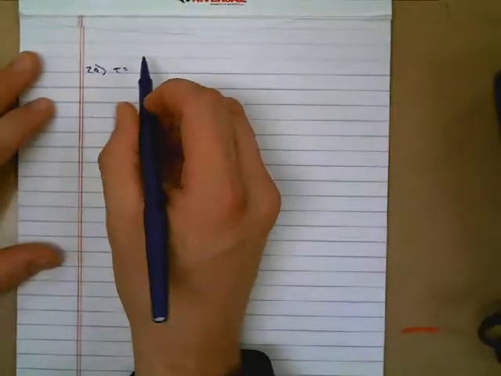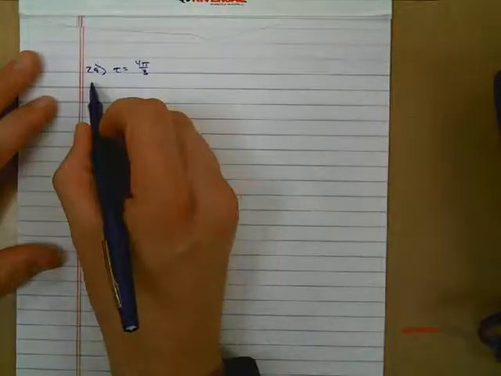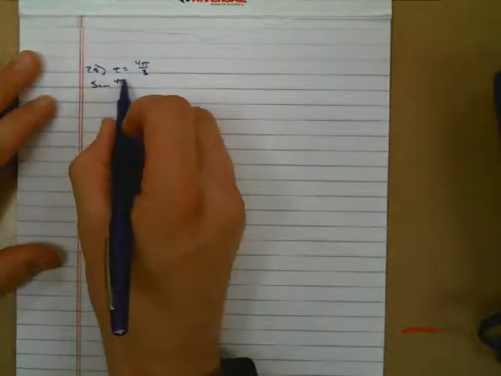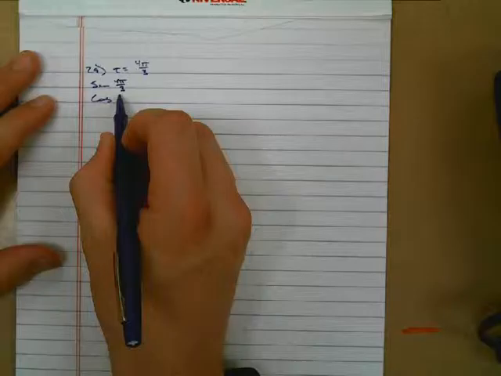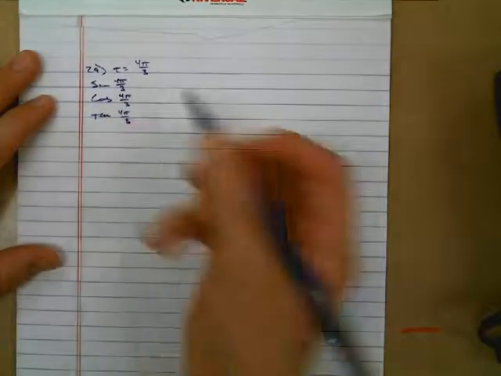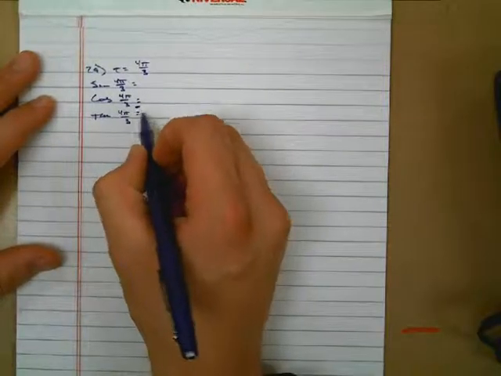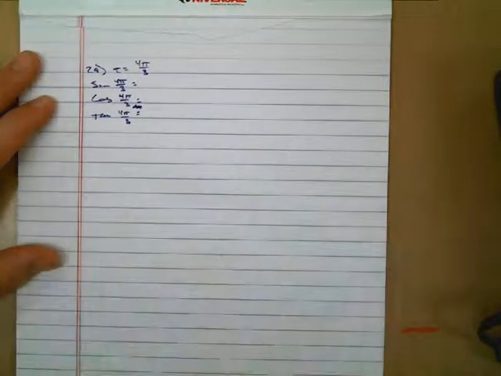Continuing. 29, very similar. 29 gives us t equals 4 pi over 3. So we're looking for all the trig functions. We need sine of 4 pi over 3, cosine of 4 pi over 3, and tangent of 4 pi over 3. Once we find them, we'll use their reciprocals. Sorry about that. We'll use our reciprocals to find their reciprocal functions.